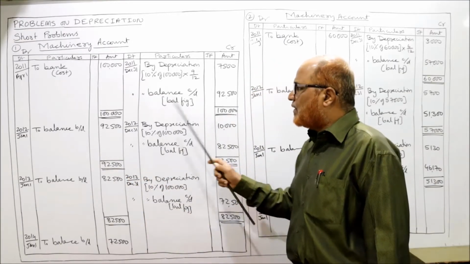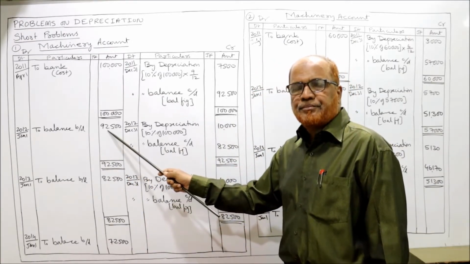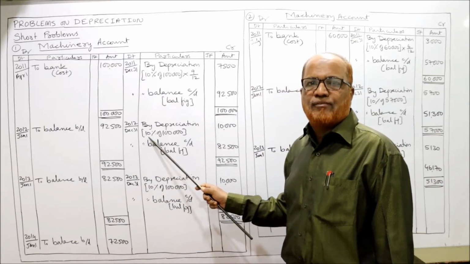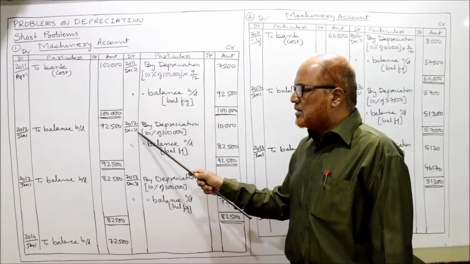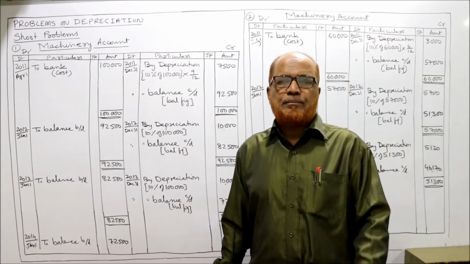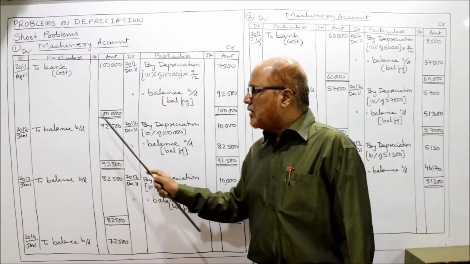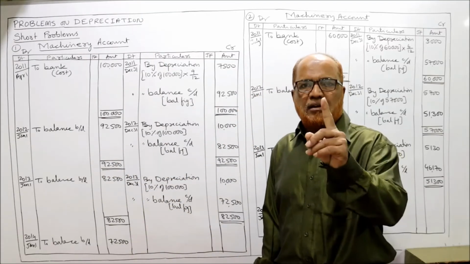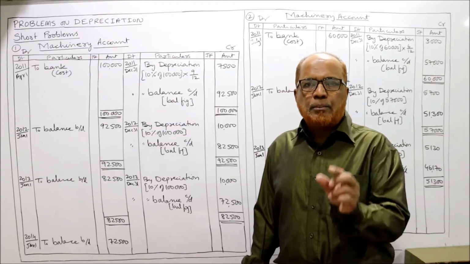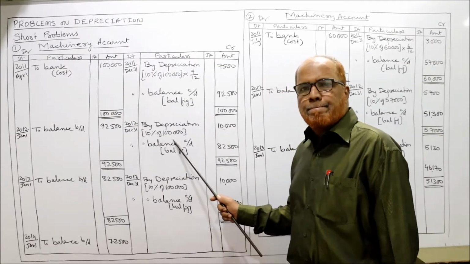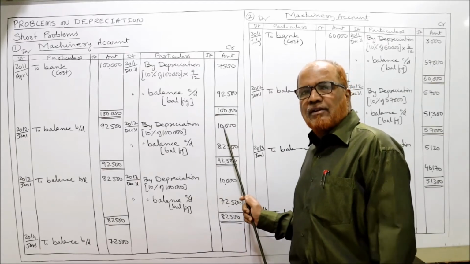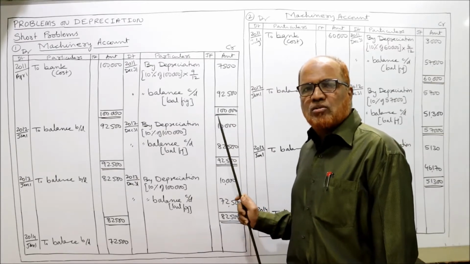This 92,500 I have taken on the debit side. Now the year ends on 31st December 2012, so 2012 December 31st by depreciation. Now we have to provide the depreciation for the full year, from 1st January to 31st December, for 1 year. The annual depreciation will remain the same, 10% of 1 lakh. 10% of 1 lakh is 10,000. Every year, 1 year's depreciation will be 10,000.